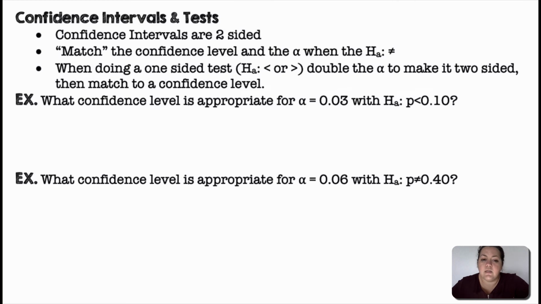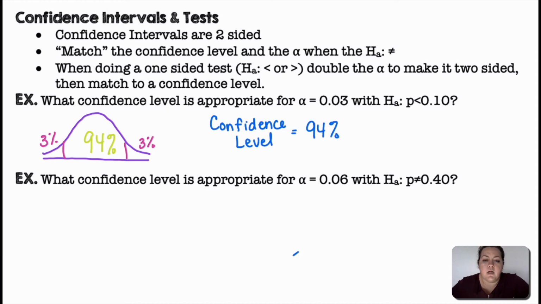So what confidence level is appropriate for an alpha value of 0.03 if I'm doing a one-sided test? My alternative is a less than, so it's a one-sided test. So here's my normal curve. I know that on one side, my alpha value is 3% for a one-sided test. So that means I have 3% on the other side, which means I have 94% in the middle. So this would be a confidence level of 94%.